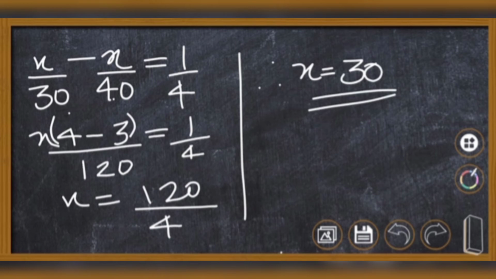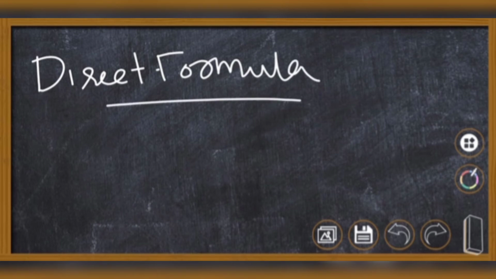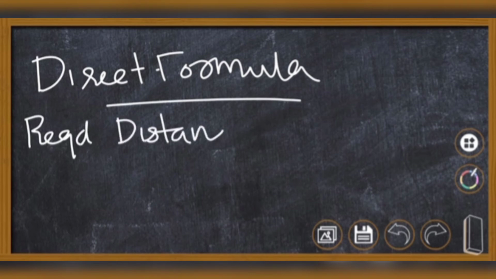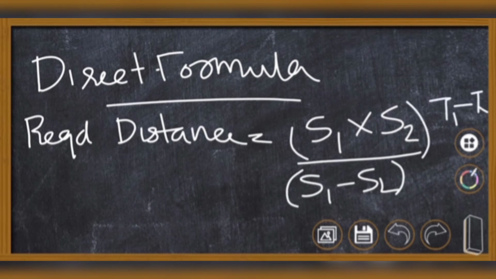Okay. Now, this is the usual method. Now, we can find the formula which we can directly apply in the question. So, the direct formula, when the distance is same and the two speeds are given and the time difference is given, what formula do we have to use? So, the required formula is distance is equal to the product of the speeds divided by the difference between the speeds, into the difference between the times t1 and t2.